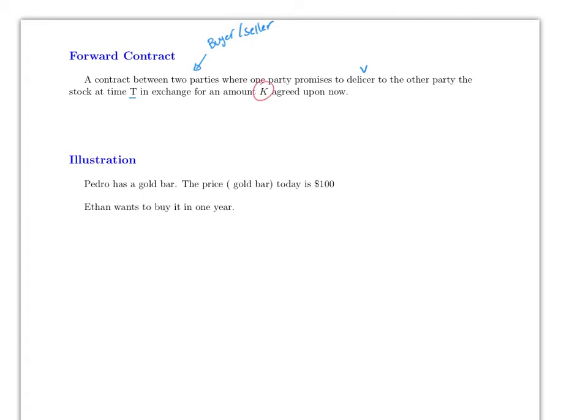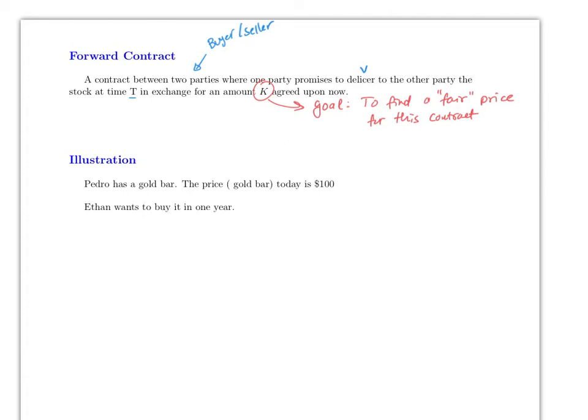So the goal, and this is technically going to be the goal most of the class, is going to be to find a fair price, and we want to talk a lot about fair prices the whole class. So the goal is to find a fair price for this contract, where both the seller and the buyer will agree and will be happy.